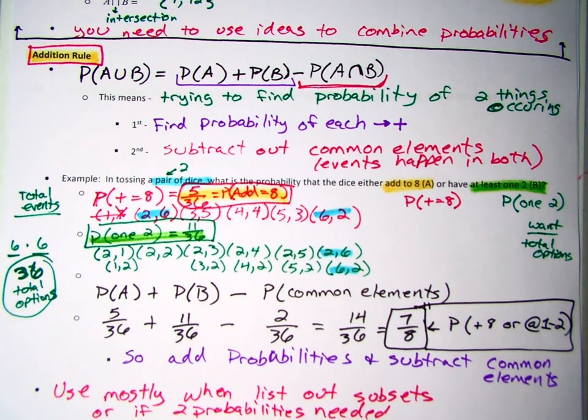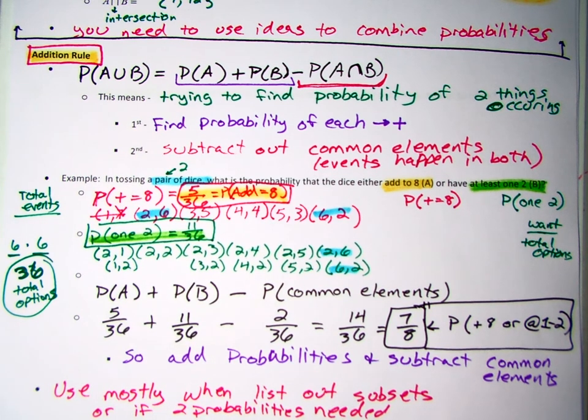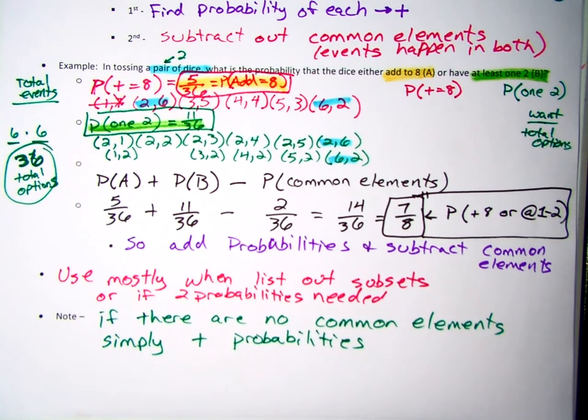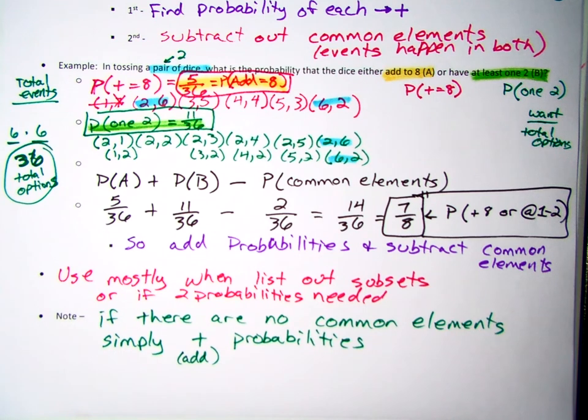Note, if there are no common elements, simply add the probabilities. No need to subtract, because there's nothing to subtract out if there's nothing in common, and I'm sorry you couldn't see that. So if there are no common elements, simply add the probabilities. If you couldn't see that and you need to pause the video to copy it down. Otherwise, we're moving on to the last page.